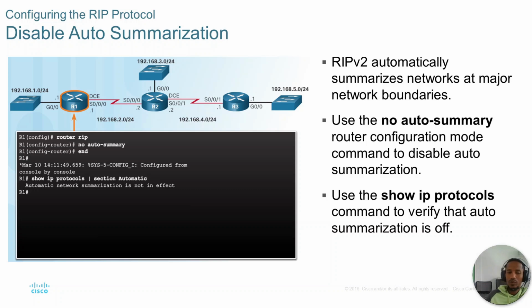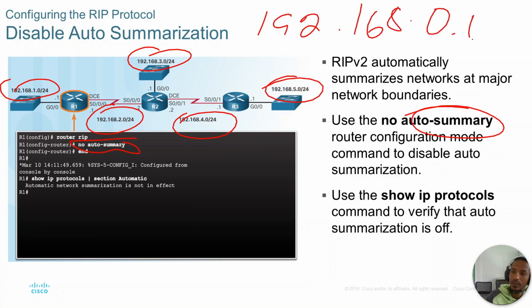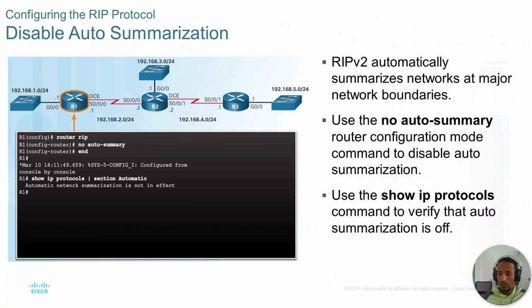So sometimes we might use no auto-summary. We will come to the purpose of auto-summary. Auto-summary means summarizing multiple networks to a single value. That's what we call auto-summary. For example, you can see the numbers here. All of them can be auto-summarized to 192.168.0.0. This is what we call a summary.